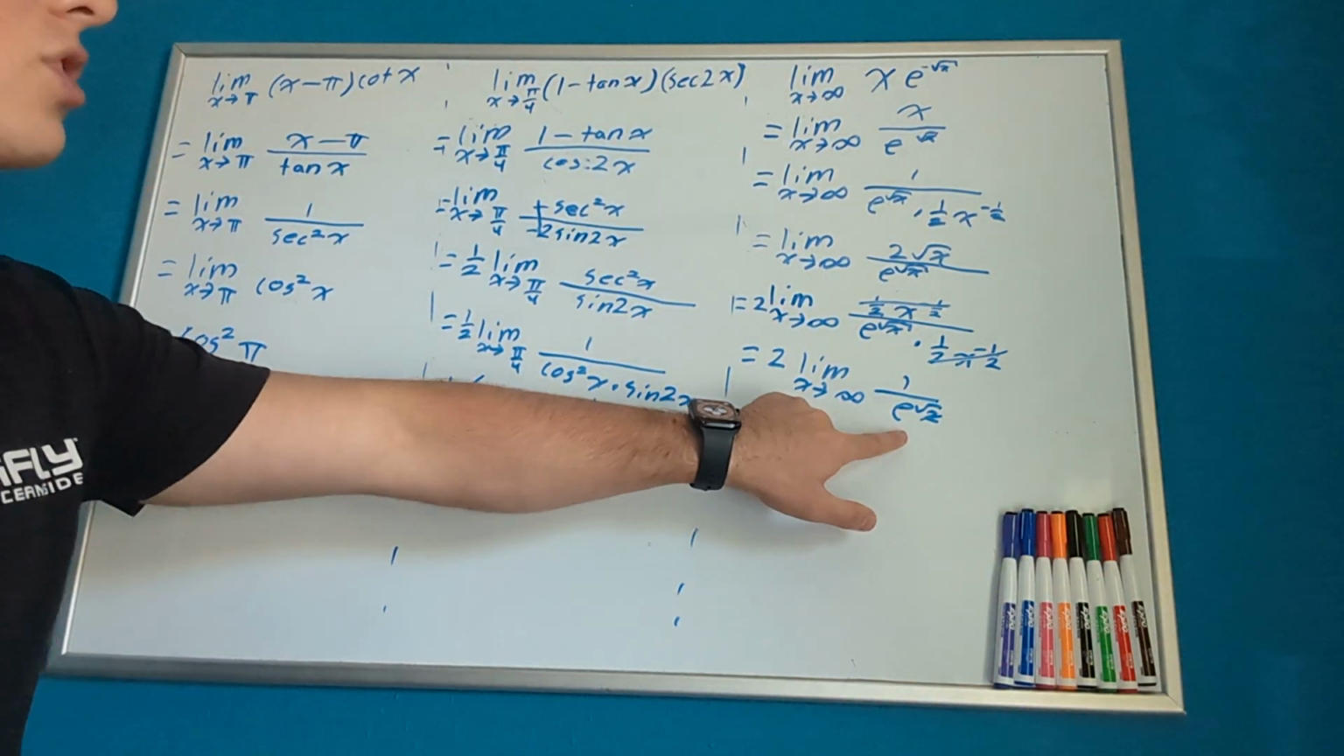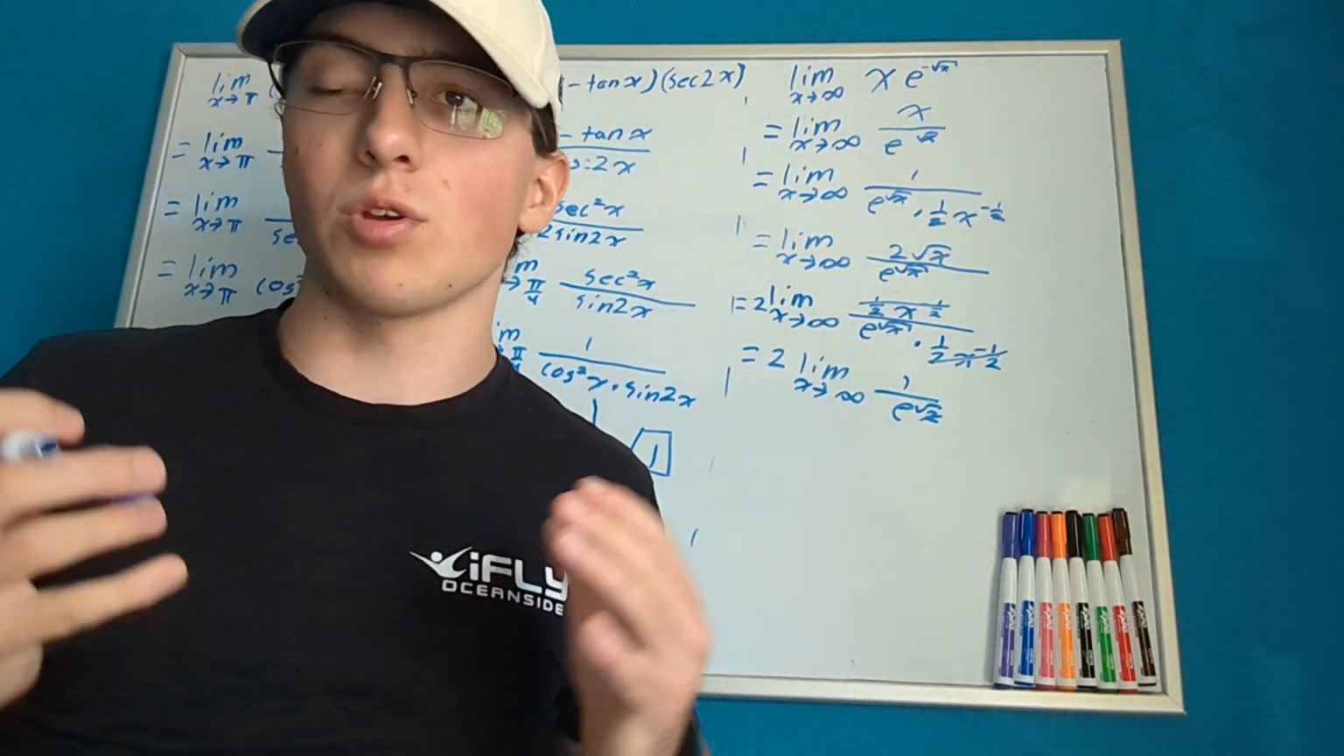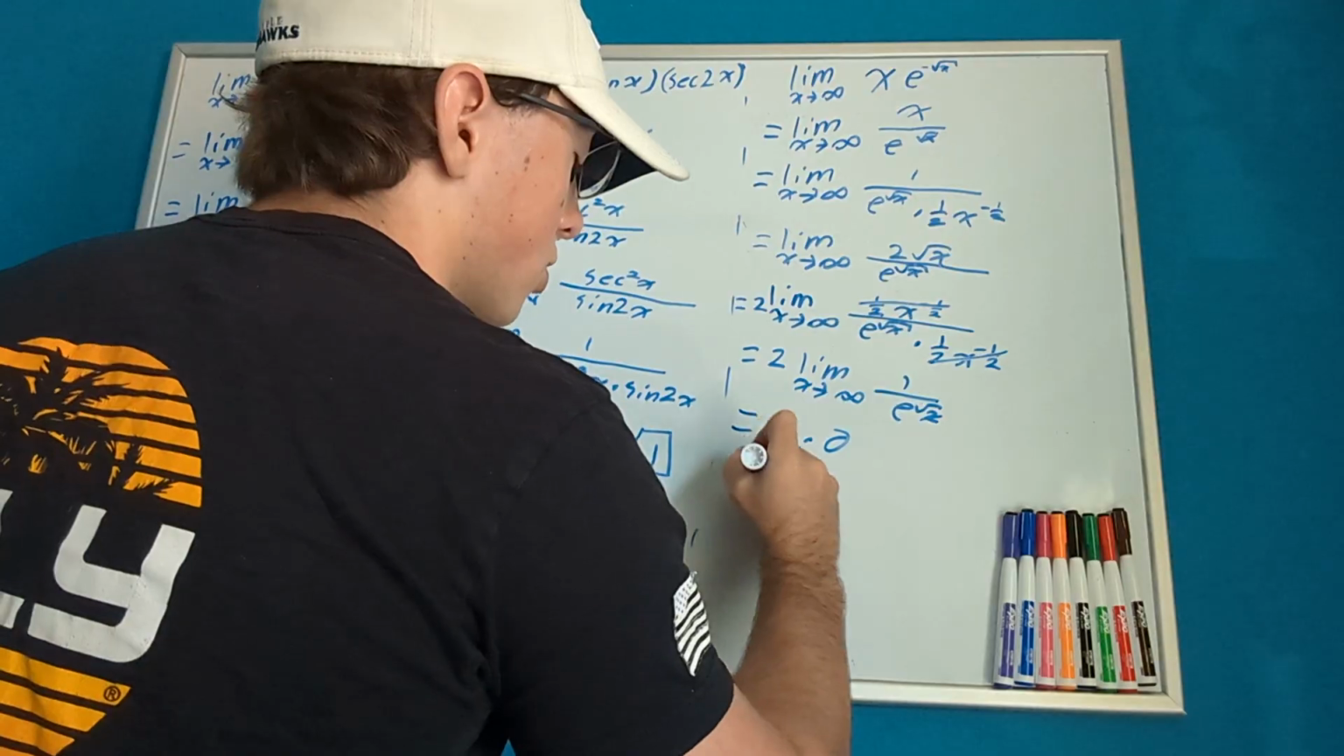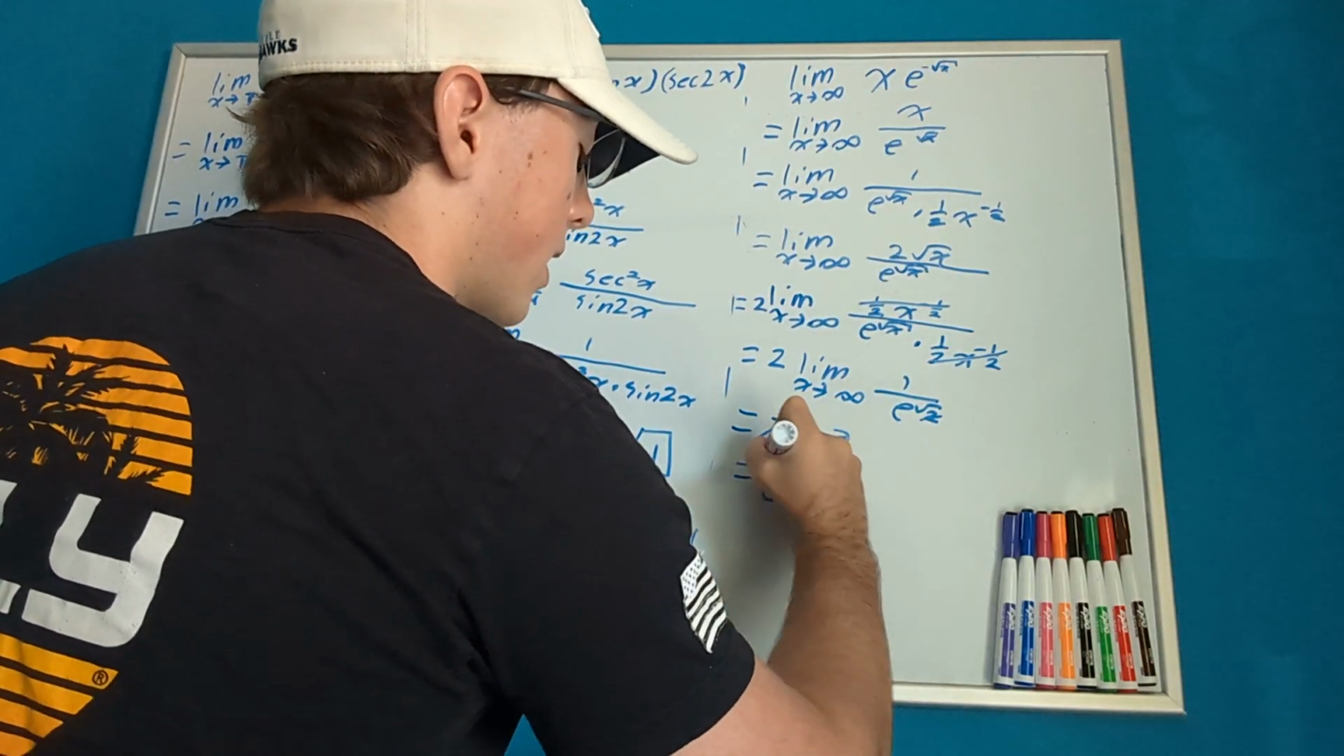Now, as this approaches infinity, this will approach 0. So we have 2 times 0. So this was 2 times 0, which just equals 0. And that is our answer for that one.